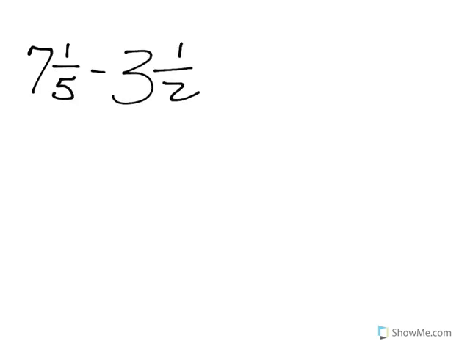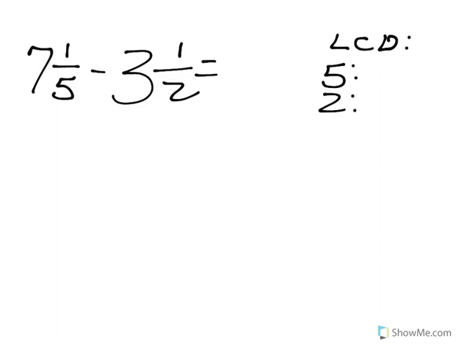I'm going to do another problem for you. We're going to do 7 and 1/5 minus 3 and 1/2. Again, I do not have common denominators. I'm going to write my LCD for both denominators, 5 and 2.